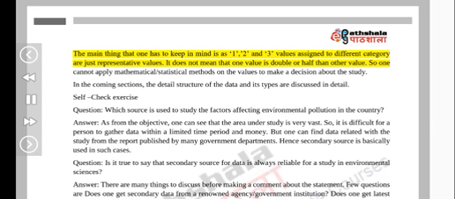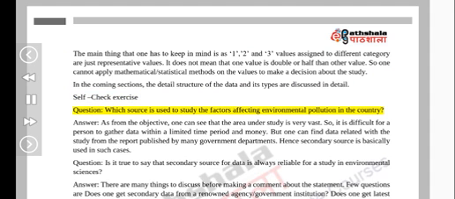The main thing that one has to keep in mind is that 1, 2, and 3 values assigned to different categories are just representative values. It does not mean that one value is double or half another value. So one cannot apply mathematical, statistical methods on the values to make a decision about the study. In the coming sections, the detailed structure of the data and its types are discussed in detail.